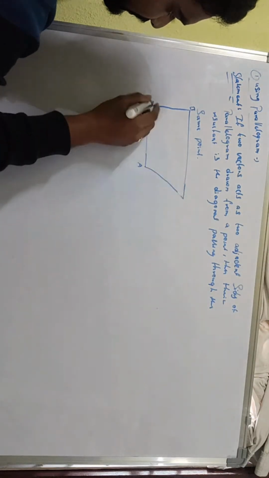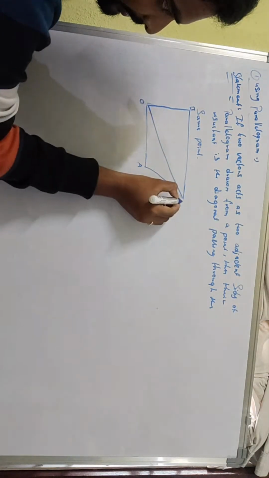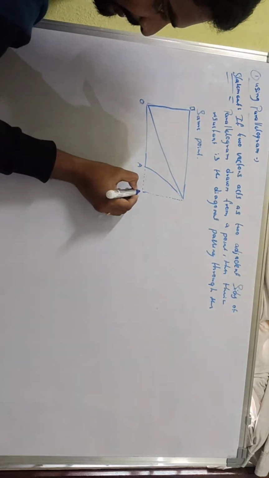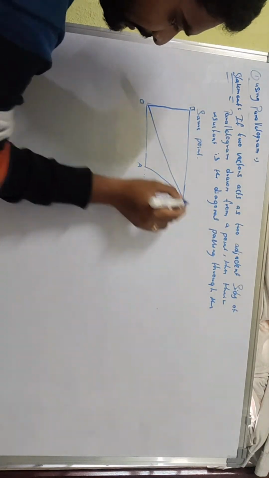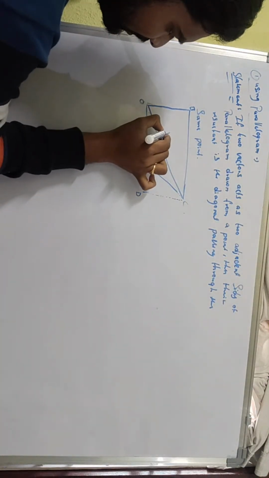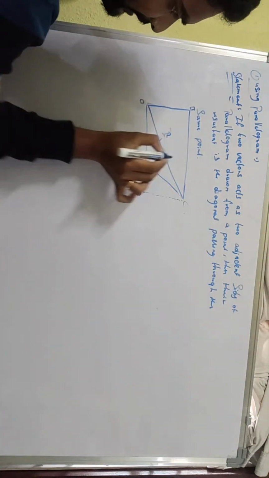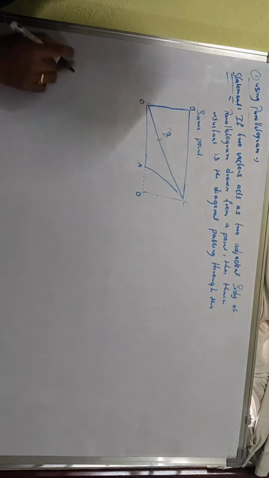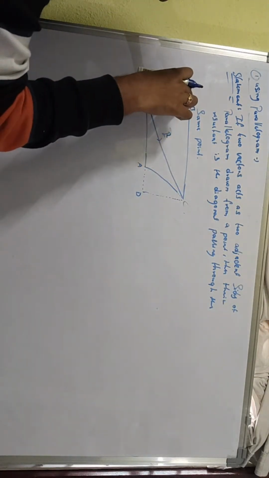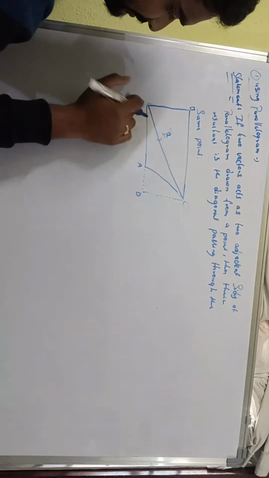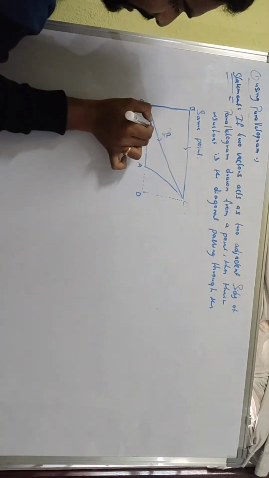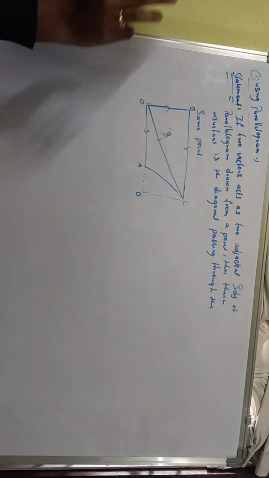Wait, the diagram is missing here. So when we extend this line and join it with this line, the point here is D, and O, A, B and C. So clearly this is the resultant vector, passing through the same point, and this is the starting point of these two sides. OA is one side and OB is the other side, and the resultant vector passes through the same point. Clearly it shows a parallelogram.